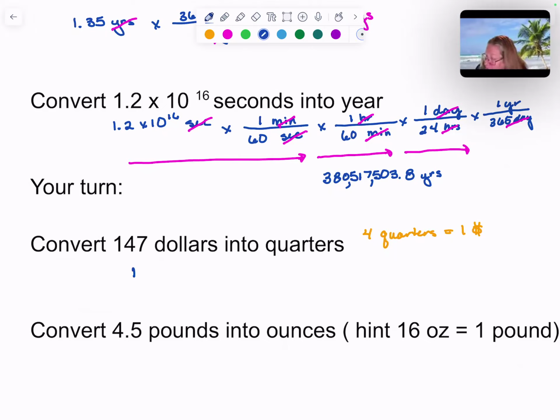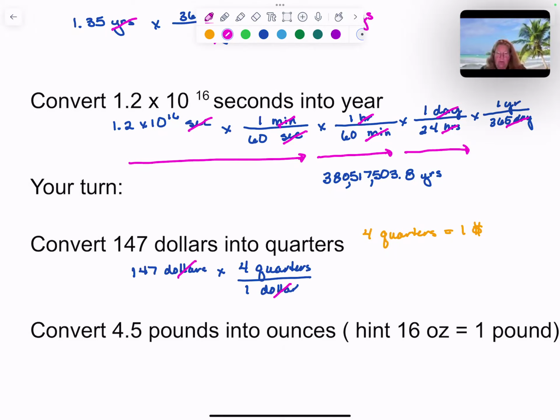We're going to take $147. What do I know about dollars? Well, there are 4 quarters to every $1. The dollars are going to cross cancel out. We're going to take our calculator and go 147 times 4, divide by 1. And that's going to give me 588 quarters.